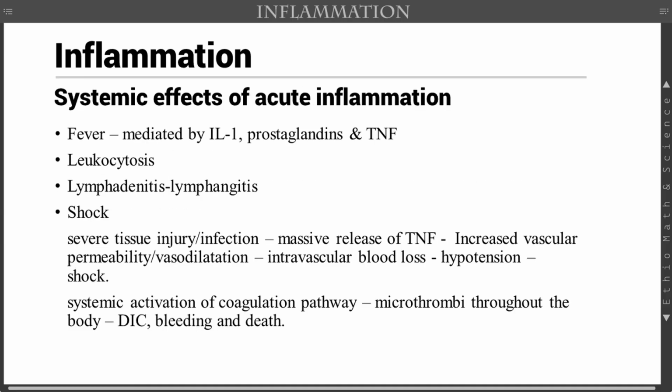Acute inflammation is not only local. Systemically, we see fever, driven by IL-1, TNF, and prostaglandins, plus leukocytosis and sometimes lymphadenitis or lymphangitis when draining nodes and channels react. In severe injury or sepsis, massive TNF release causes vasodilation and vascular leak, leading to intravascular volume loss, hypotension, and shock. If the coagulation pathway is switched on everywhere, microthrombi form throughout the body, causing disseminated intravascular coagulation, DIC, bleeding, and potentially death. This is why tight regulation matters.